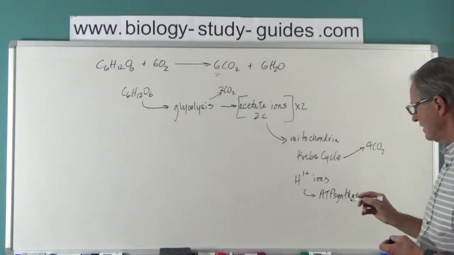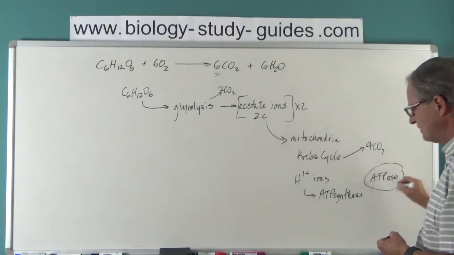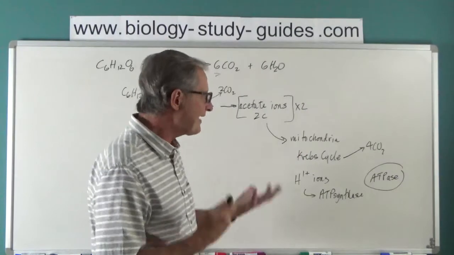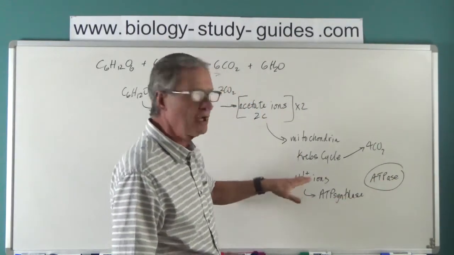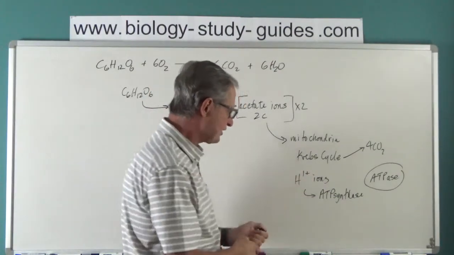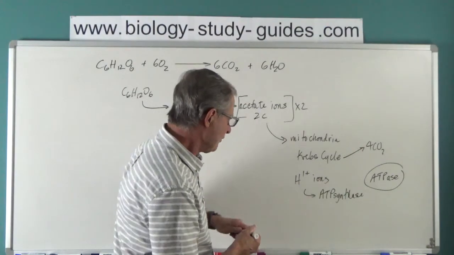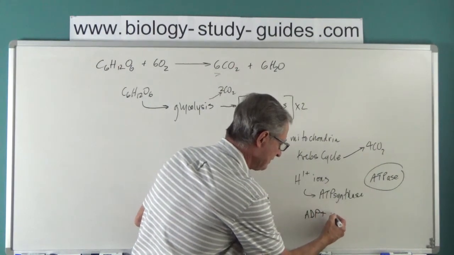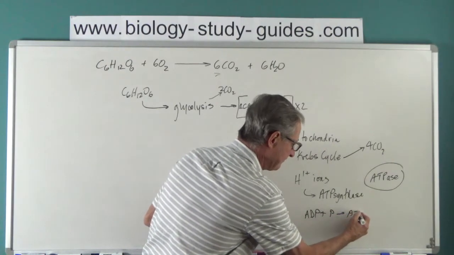ATP synthase, or ATPase, I should back up a little bit here. ATPase itself is a group of enzymes that are involved in generating ATP. ATP synthase is the one that is in the mitochondrial inner membrane, and it captures the energy out of the hydrogen ions. And in doing so, it makes the ATP. So we have ADP plus the phosphate, and that makes the ATP.